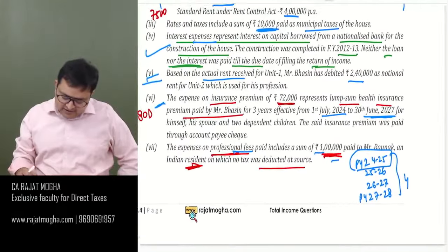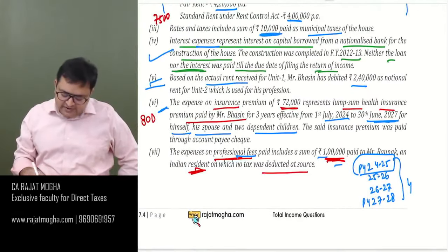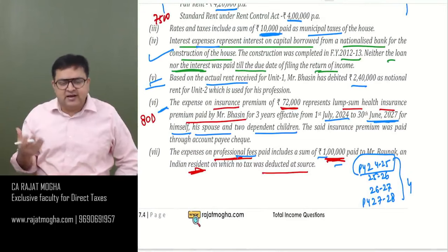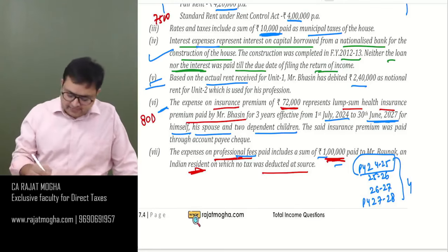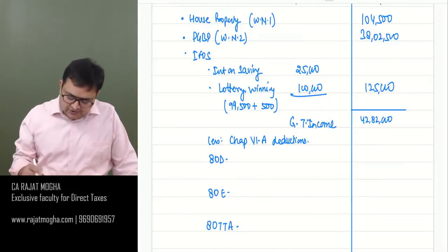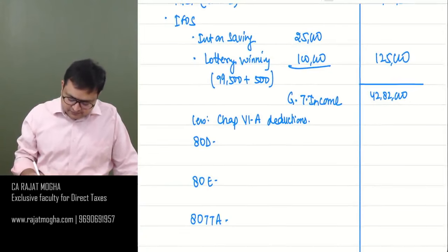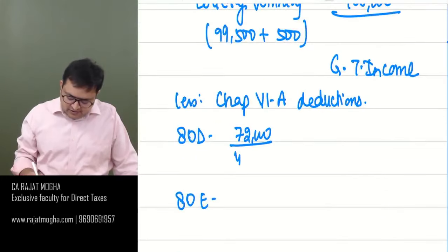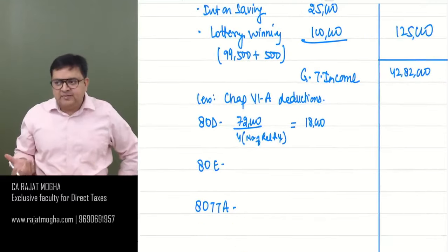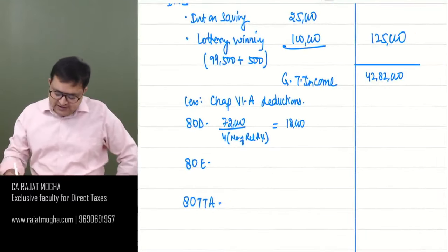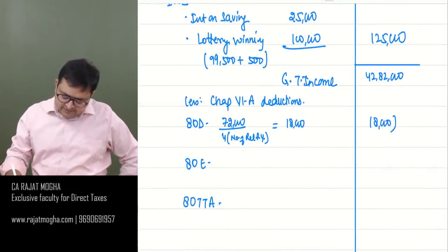And he has paid for himself, spouse, and 2 dependent children. So we are okay with it. First category maximum 25,000 we can give, 18,000 we can give normally. So 80D would be 72,000 divided by 4. What is 4? Number of relevant previous years. So it is 18,000. Maximum is 25,000, so we have no issues with 18,000.